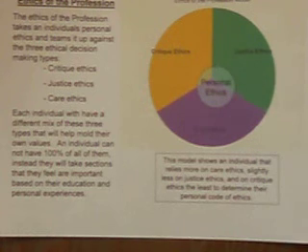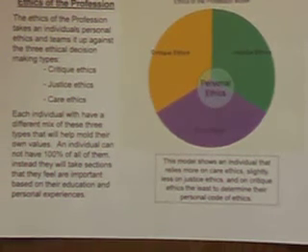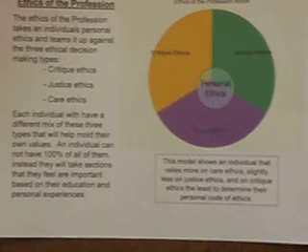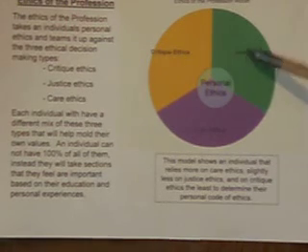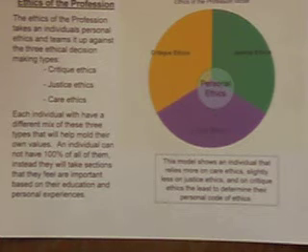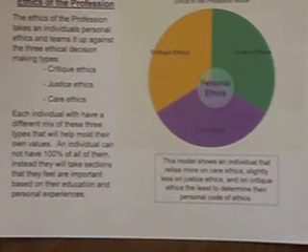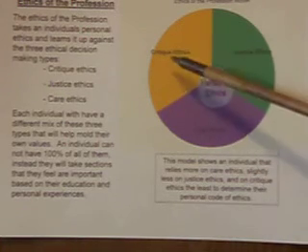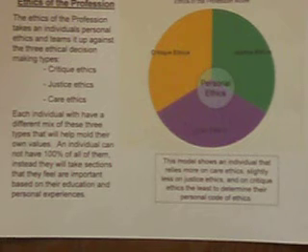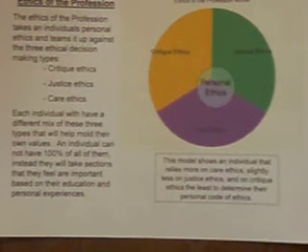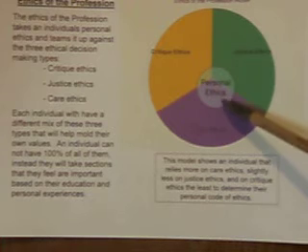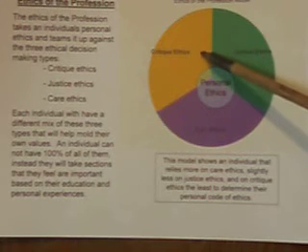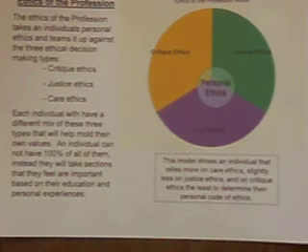The slide says, the ethics of the profession takes an individual's personal ethics and teams it up against the 3 ethical decision-making types: critique ethics, justice ethics, and care ethics. Each individual will have a different mix of these 3 types that will help mold their own values. An individual cannot have 100% of all of them. Instead, they will take sections out of what they feel is important based on their education and personal experiences. This model shows an individual that relies more on care ethics, slightly less on justice ethics, and on critique ethics the least, determined by their personal code of ethics.